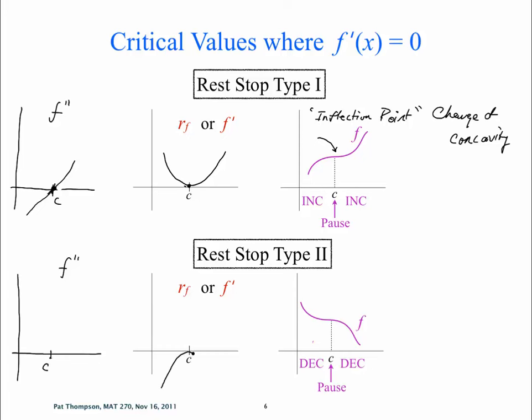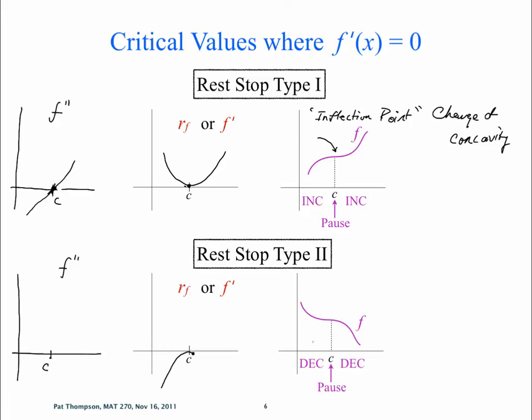So at this type of rest stop, your first derivative will look like that. And now tell me about the second derivative. So what does that mean? It means increasing, pause, decreasing. So its derivative will be positive, 0, negative. Also an inflection point. Now this one changes concavity from concave up to concave down. Okay? Concave up to concave down.